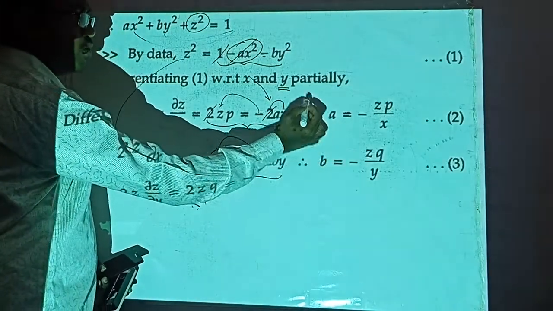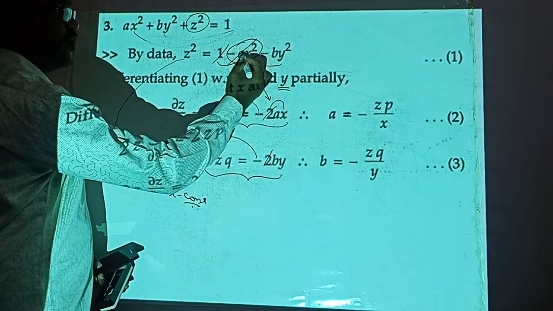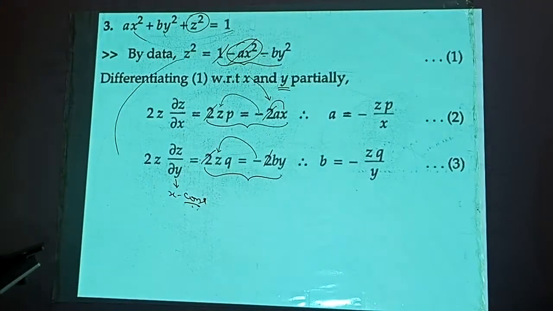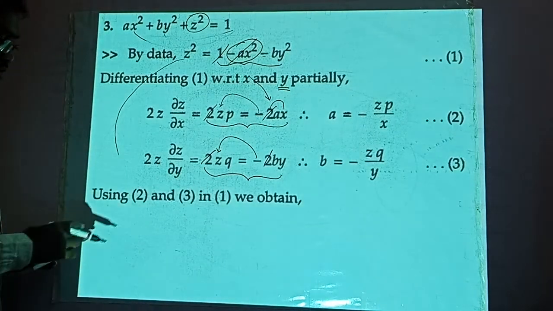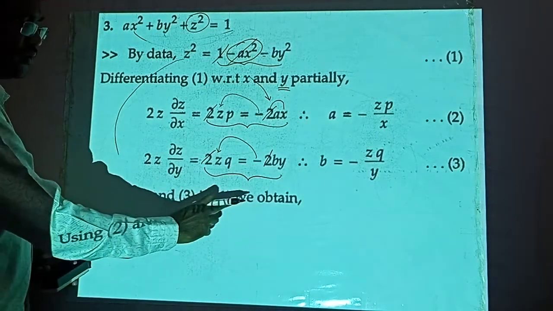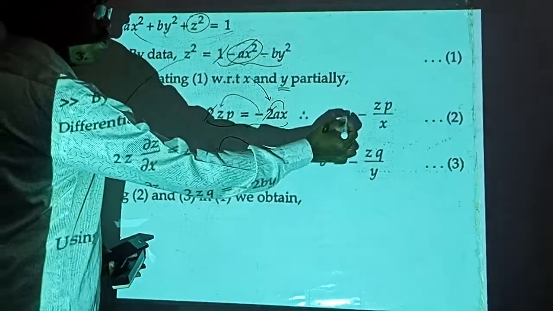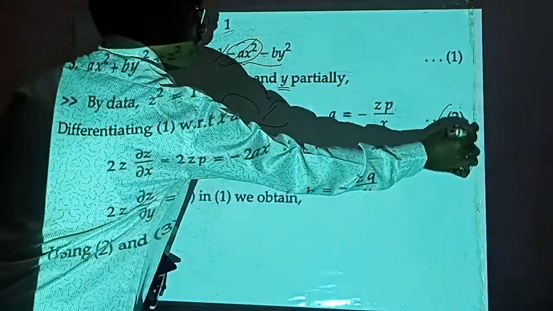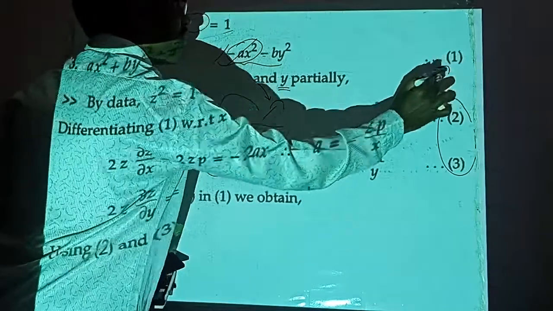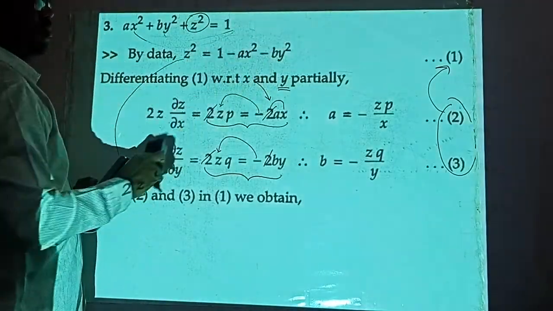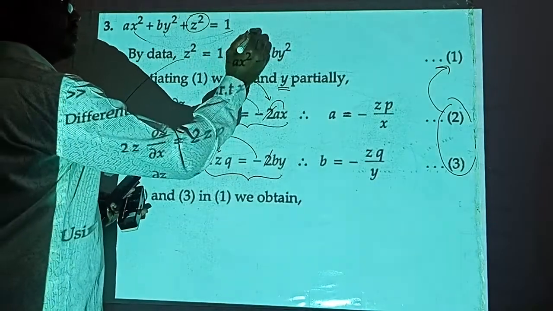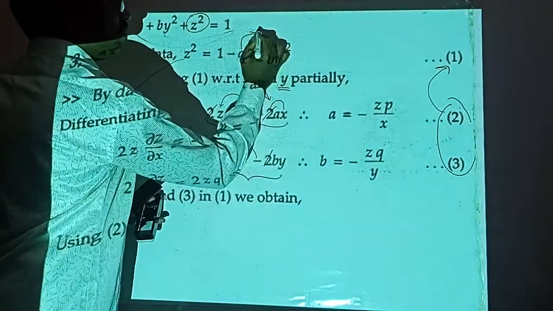So we got to know what are the values of a and b. Now we say, using 2 and 3 in 1 we obtain. Let us use equation 2 and 3 in equation 1. That is, in the place of a, we use equation number 2.